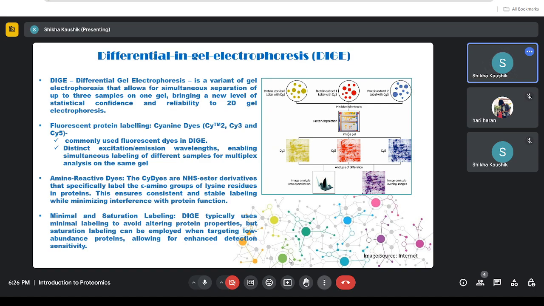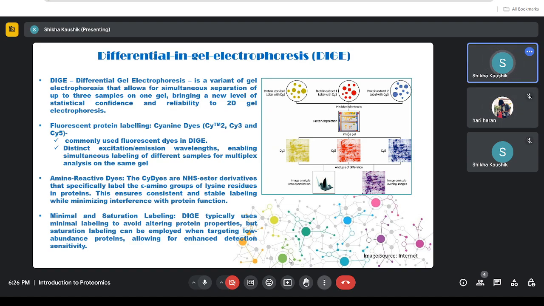You will get a very faint spot in the case of a protein with very low abundant lysine residue. I hope I have cleared your doubt. Yes, ma'am. I understand it. Okay, fine.